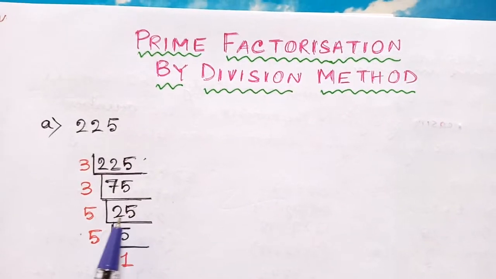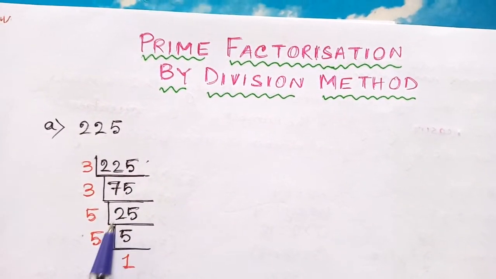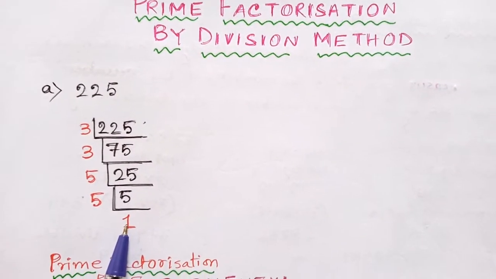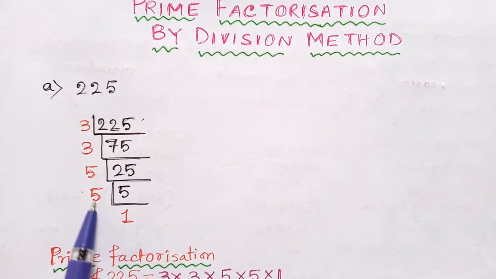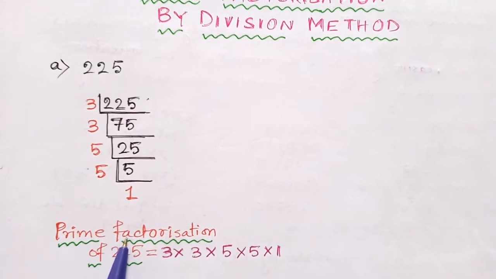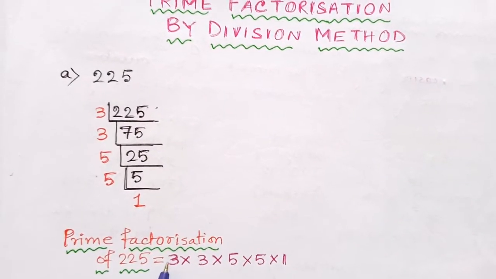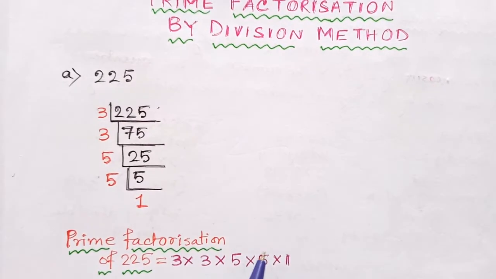So the 25 is divided by 5 and we get 5. Now this 5 is again divided by 5 and we get 1, which is the least prime number. And all these are the prime factors of 225. So it can be written like this: the prime factorization of 225 is equal to 3 into 3 into 5 into 5 into 1.